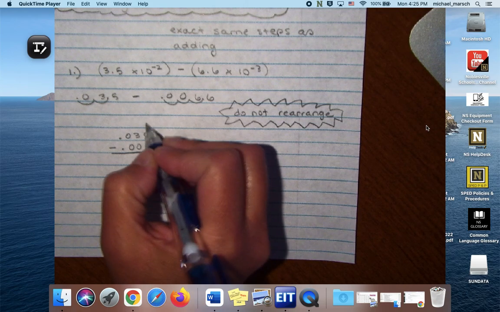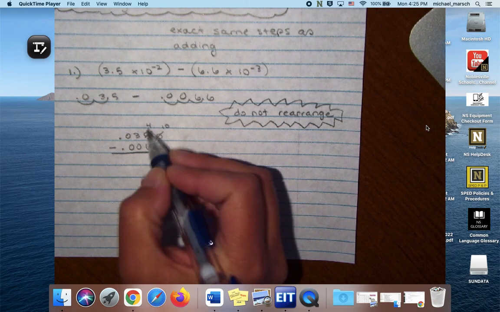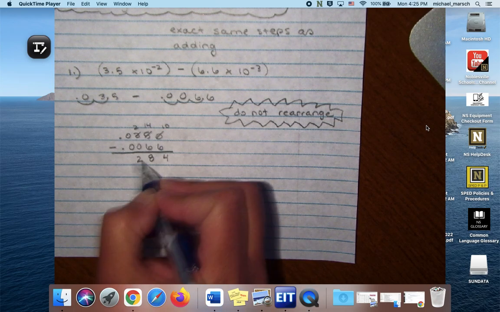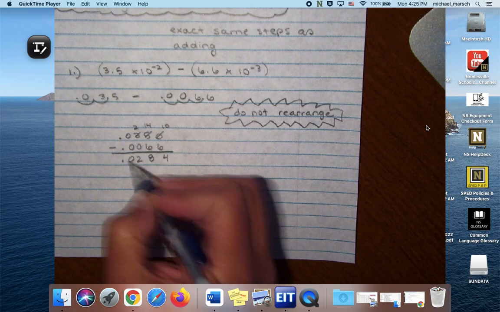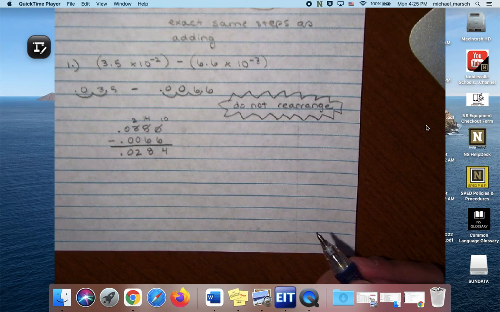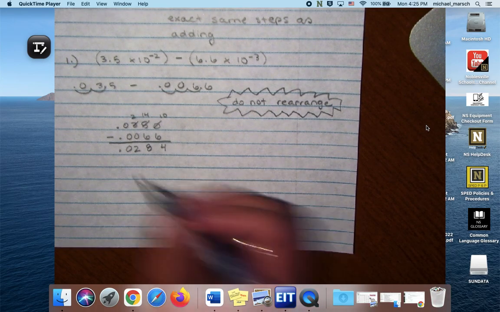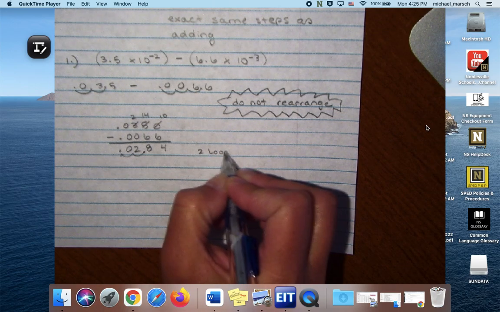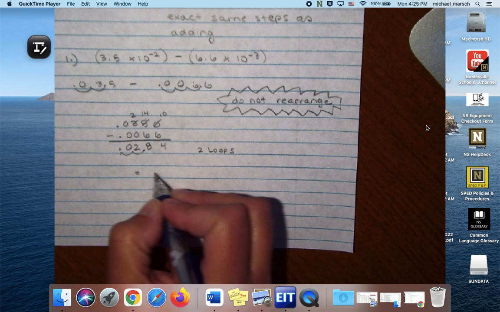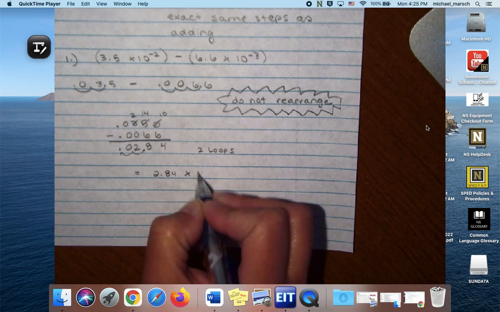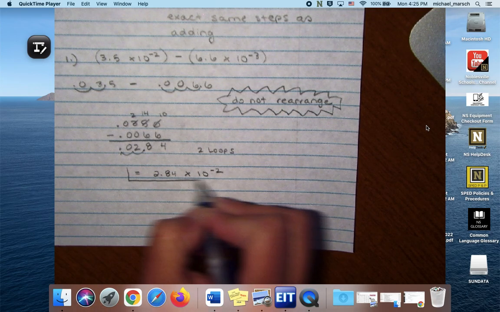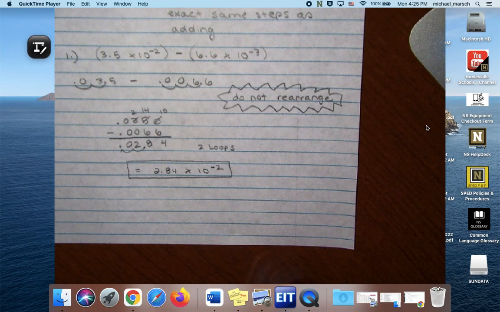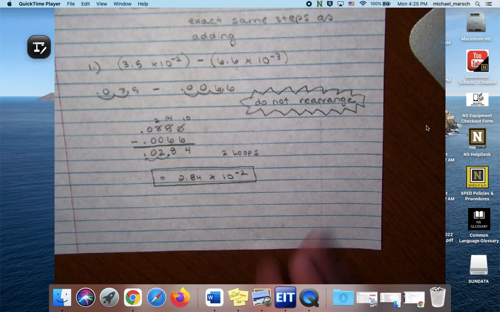You have to borrow. So this turns into 4, this turns into 10. I can't do 4 minus 6, so I have to borrow again. So now I have 14 minus 6 and get 8. Bring down the 2, bring down the 0. I have to put it into scientific notation, so I have a decimal that goes between the 2 and the 8. I would have to go 2 loops to the left. So my final answer is going to be 2.84 times 10 to the negative 2. So yeah, it takes a little time to convert and subtract and convert back, but it's not difficult. It's just taking the time to do it.